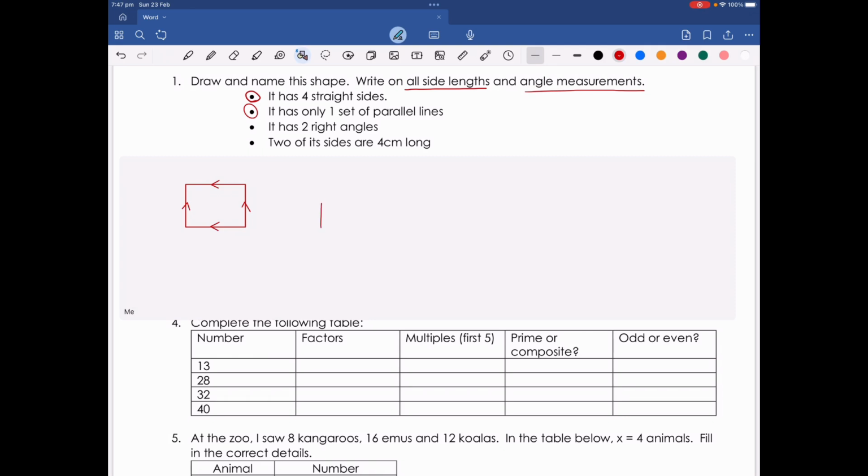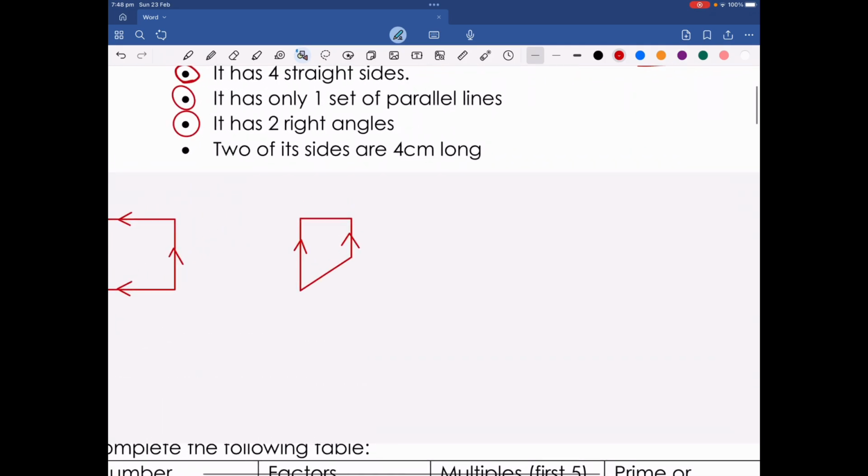So maybe if we go like something like this, then we only have one set there and one set there. Alright, next one. It has 2 right angles. Well, this could still be a potential winner, couldn't it? Because if we call that a right angle and that a right angle, then it has 2 right angles. And to draw a right angle, you need to do a square in the corner, just like that. That signifies right angle.